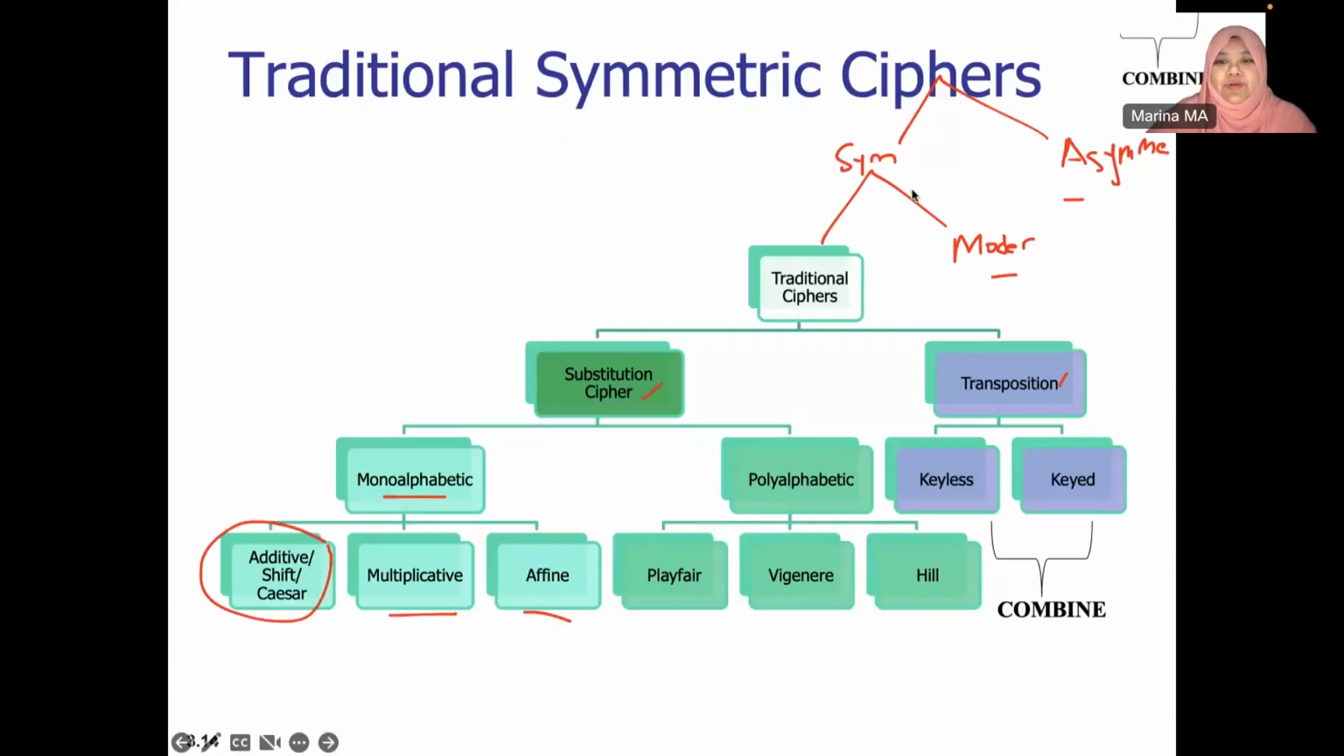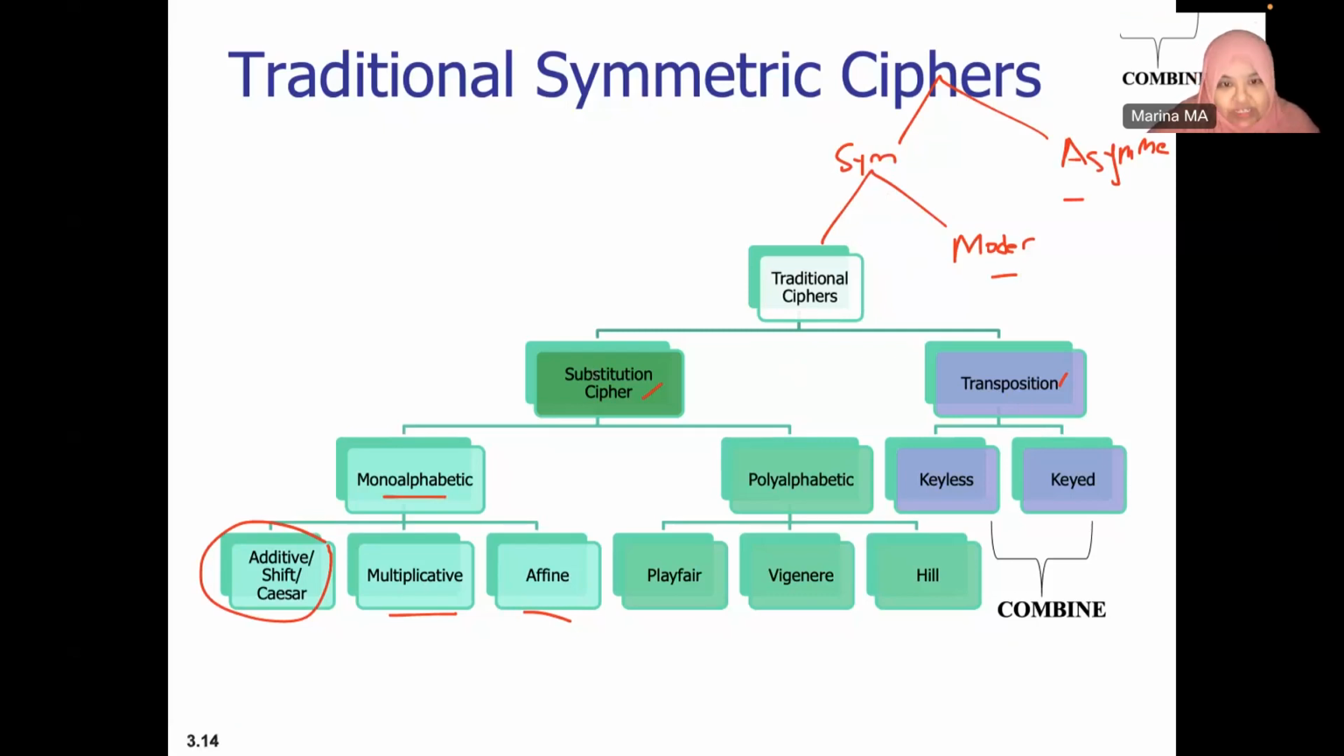So this is where we are. Under cryptography, we provide services for confidentiality and integrity. This is under confidentiality. There are two encryption techniques, symmetric and asymmetric. We are focusing first on symmetric. Under symmetric, there are traditional and modern. We are focusing on traditional cipher. Under traditional cipher, there are two categories, substitution and transposition. We look at substitution first.